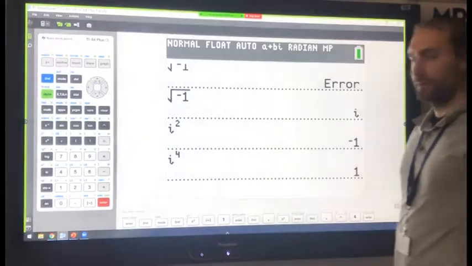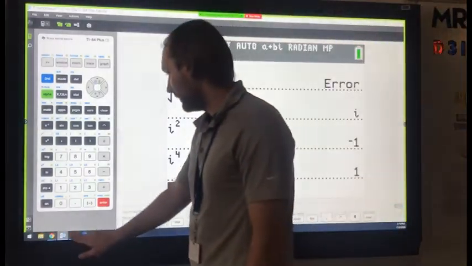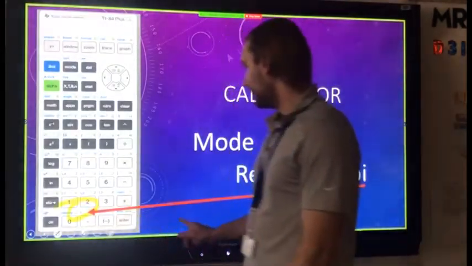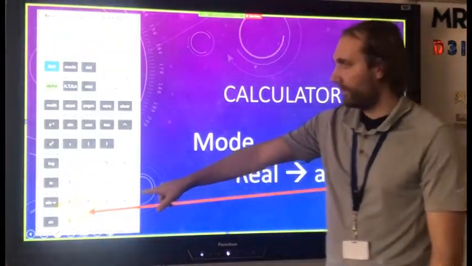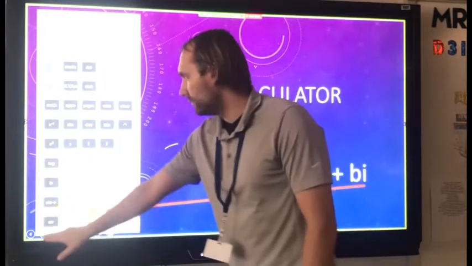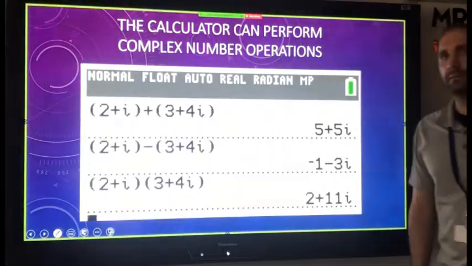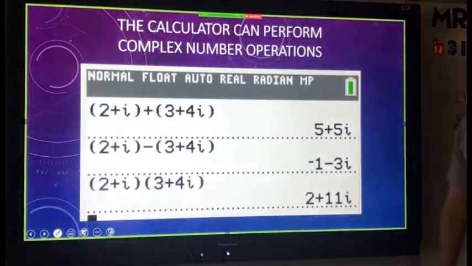So your calculator can help you with complex numbers. Remember, there's the i button by the period. It can also help you check your work. Note, check your work.